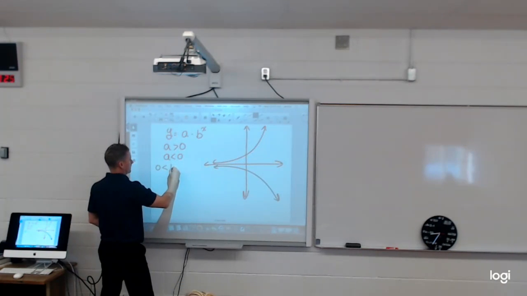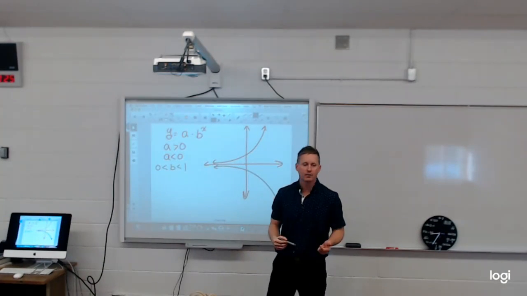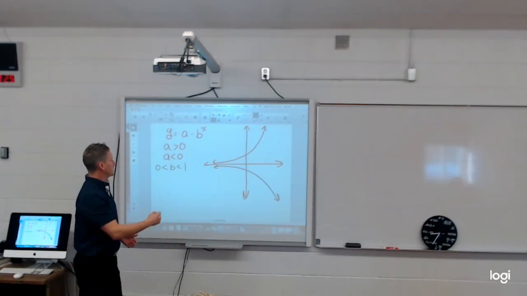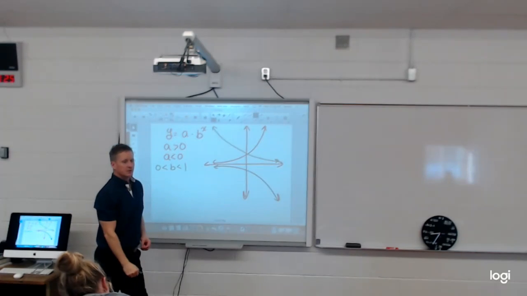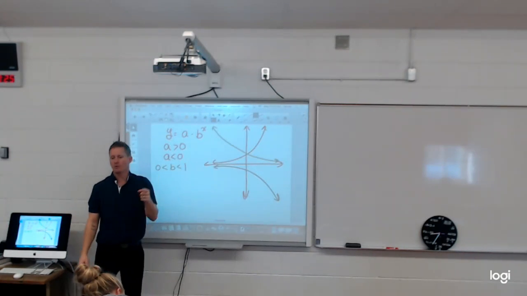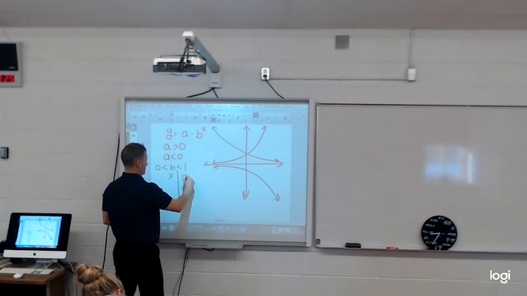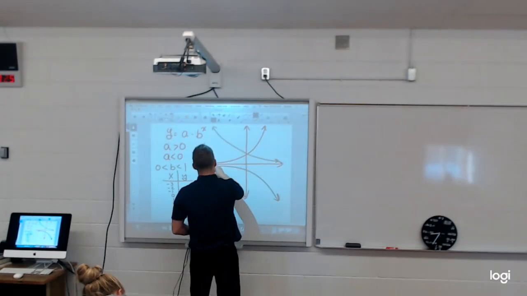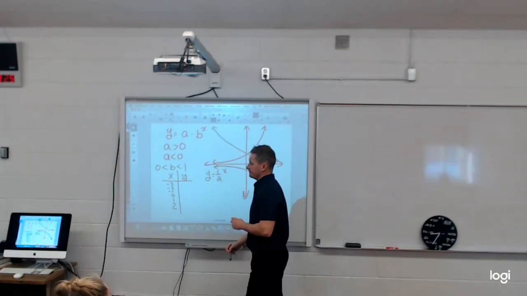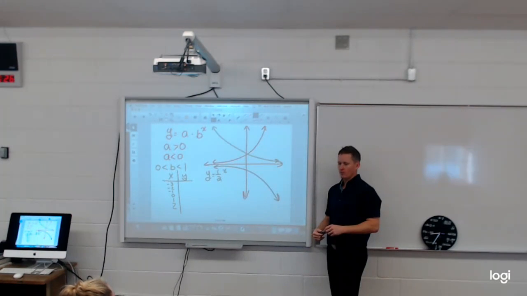If b is a fraction, then the graph is going to change to a decreasing graph. It's going to go like this. So if b is a fraction, it's going to go down and it's going to be a decreasing graph. Now I will show you why. So if I have y equals 1/2 to the power of x, it has to do with the negative.